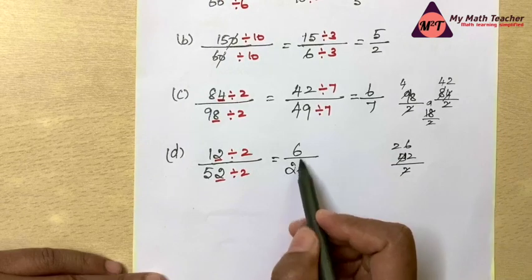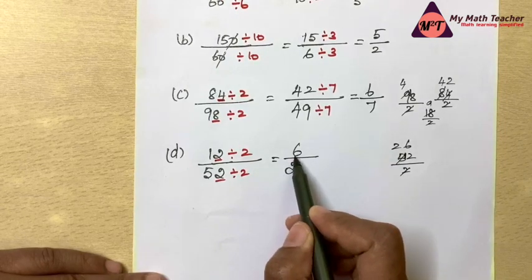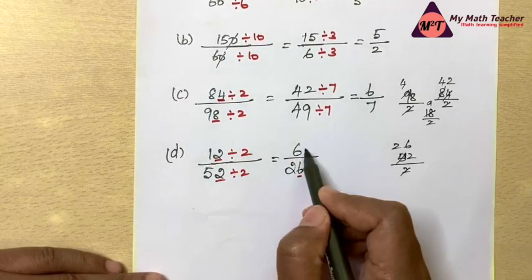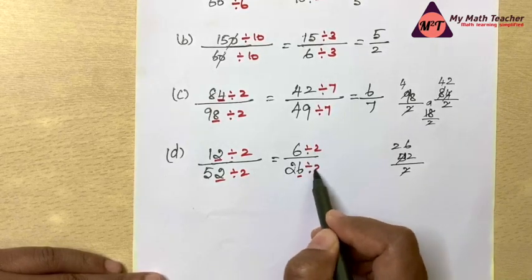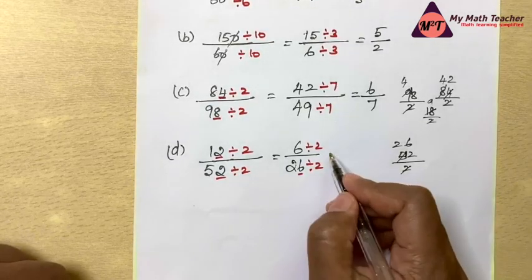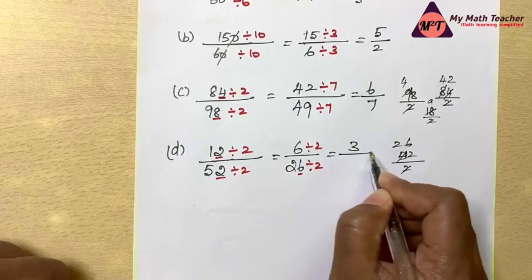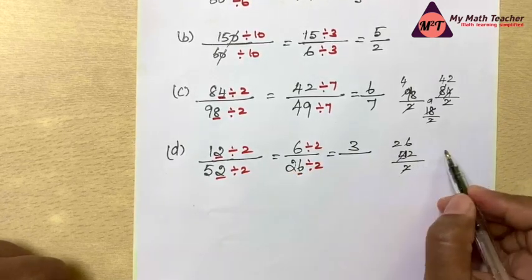26. Okay, we can simplify further because this is again an even number. This is also an even number. Go for 2. Okay. Now 6 divided by 2 is 3, and 26 divided by 2.